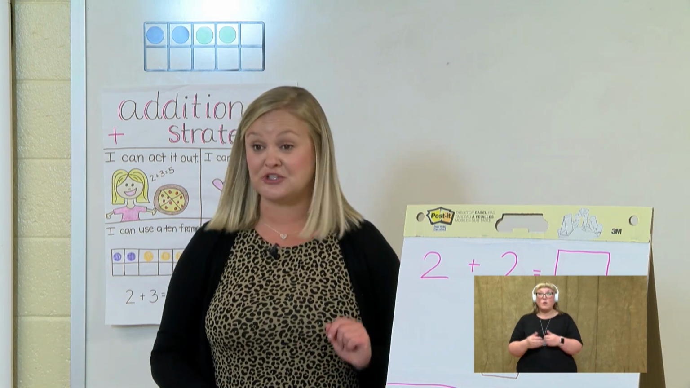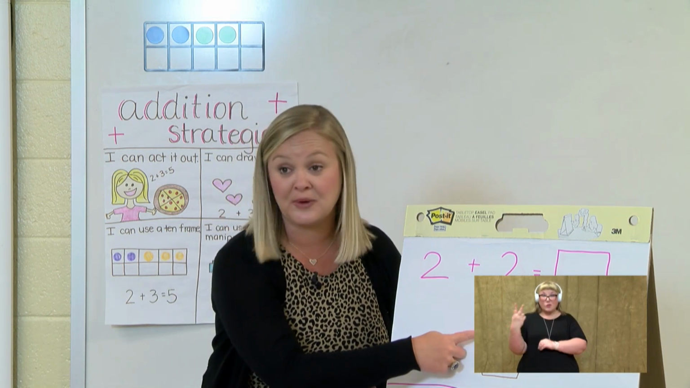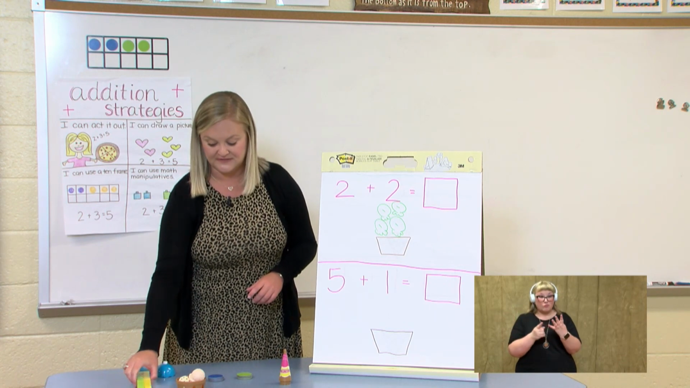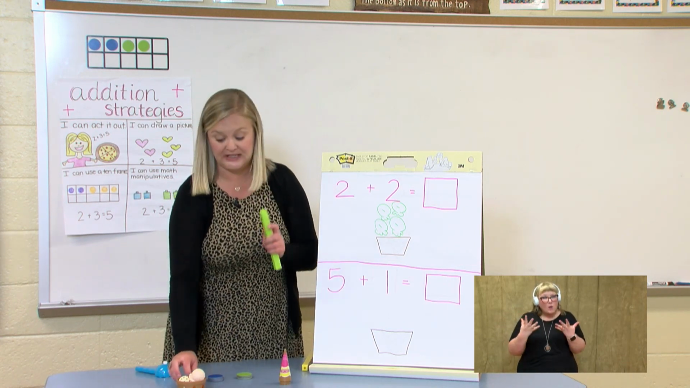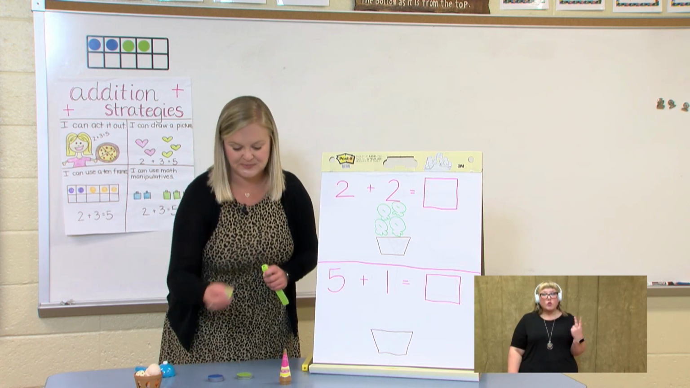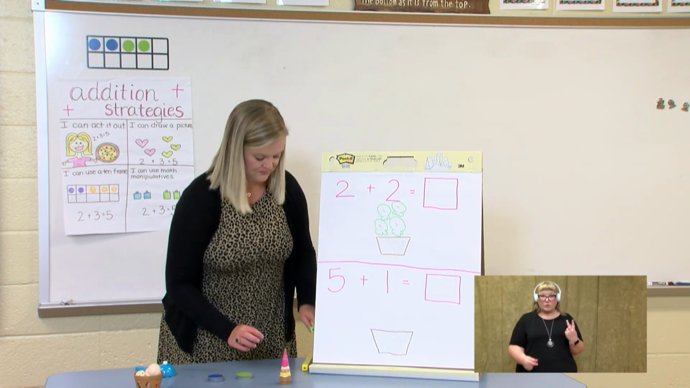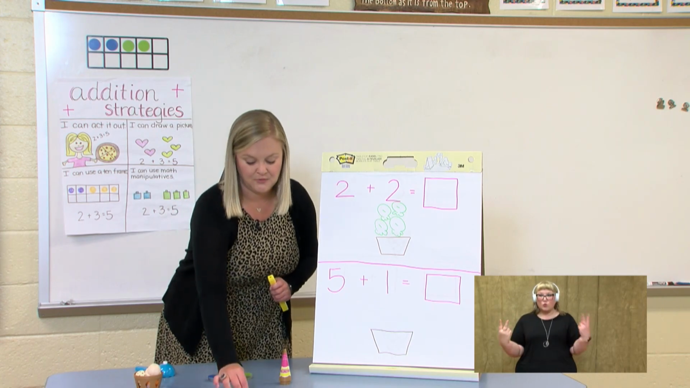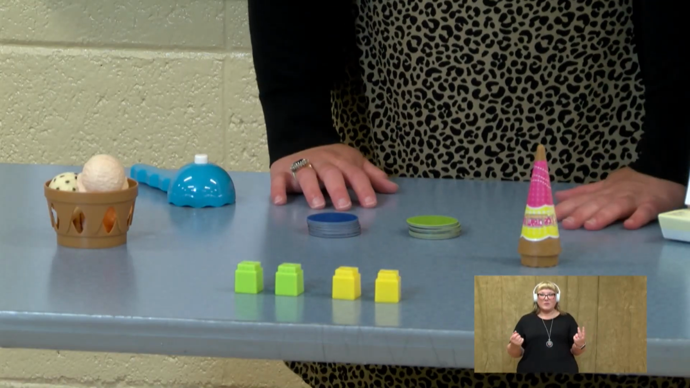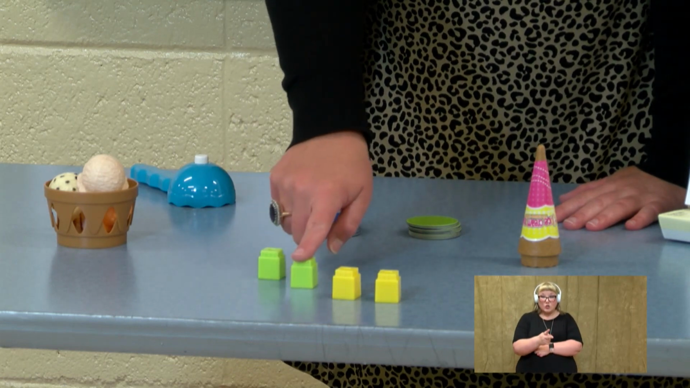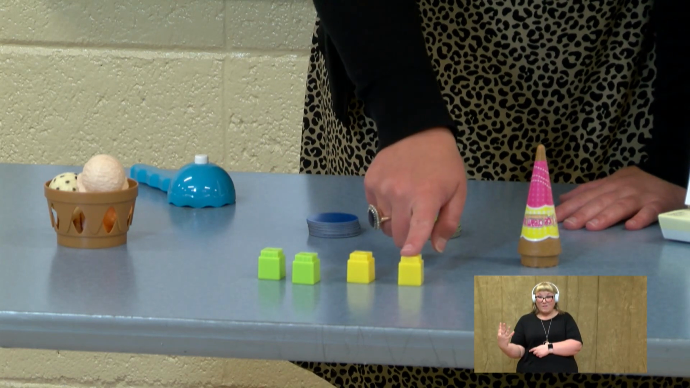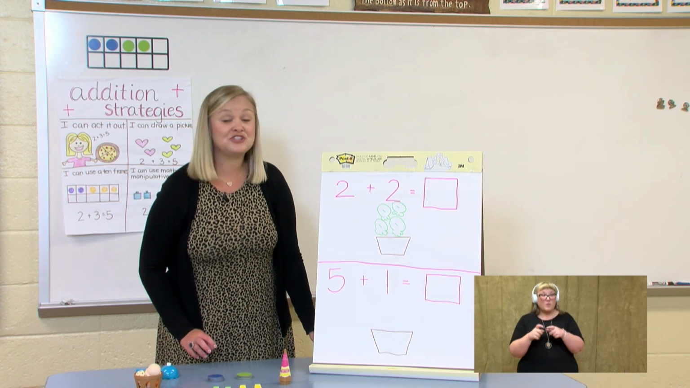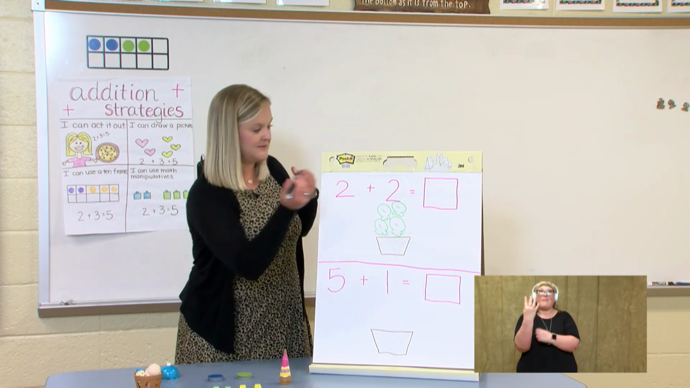So we have solved this problem, 2 plus 2 equals 4, by acting it out, drawing a picture, and using our tens frame. Our last strategy is using our math manipulatives. So how many green cubes will I need? 2. Let's put those out. 1, 2. How many yellow cubes do I need? 2. 1, 2. Now let's count those cubes all together. 1, 2, 3, 4. So our 4 different ways of solving this problem showed us that 2 plus 2 equals 4.